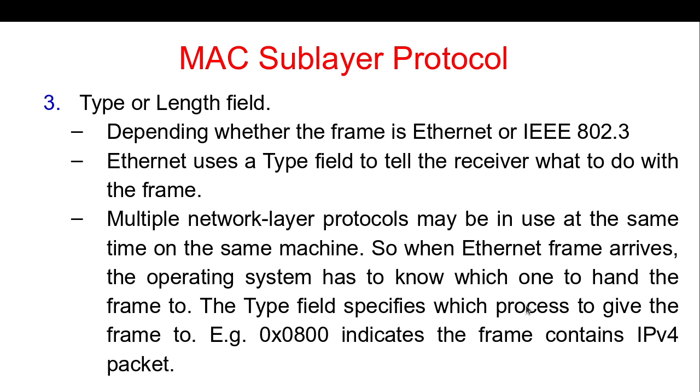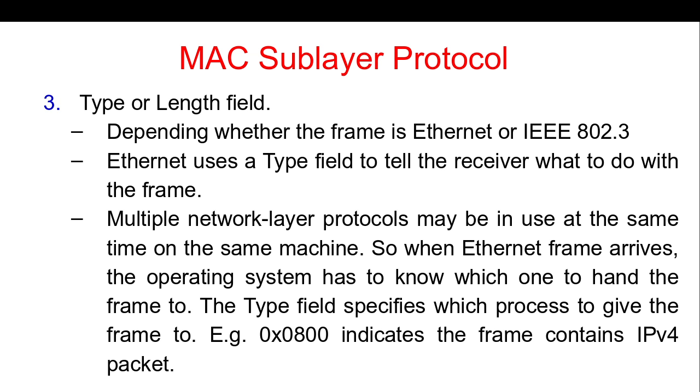Now, there could be multiple protocols running at the same time on the same machine. So whenever a frame arrives, the operating system has to know which protocol this frame is to be given to. So that requires the frame type to be identified, and for this purpose the type field is used.